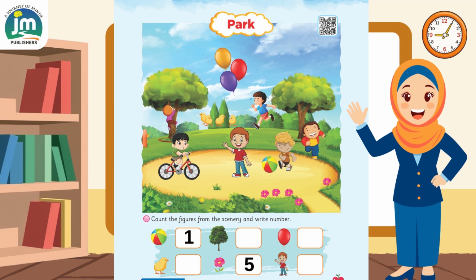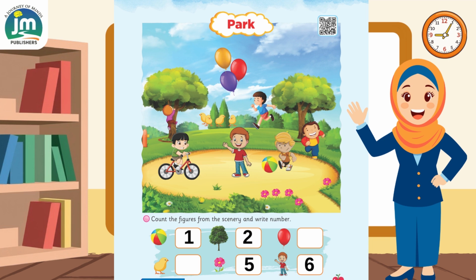Now let's count the children playing in the park. So let's count: 1, 2, 3, 4, 5, and 6. So we write number 6. How many trees are there, students? 1, 2. Two trees are there. So we write the number 2 in the box.